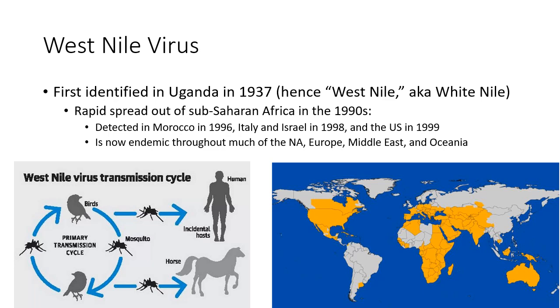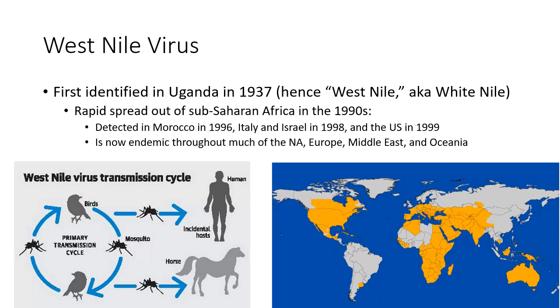West Nile virus was first identified in Uganda in 1937, which is why it's called West Nile, because it was identified from around the West Nile, so named after the river. There was a rapid spread out of sub-Saharan Africa in the 1990s. It was detected in Morocco, jumping across the Sahara Desert, by 1996, and then in Southern Europe and Israel, the Middle East by 1998, and the US in 1999. Now it is endemic to large portions of North America, including all three of the largest countries in North America, and much of the Middle East and Central Asia, Australia, and some South Pacific areas as well.